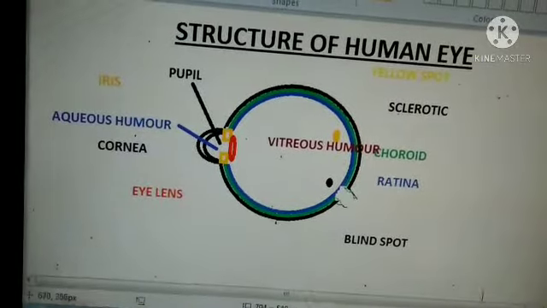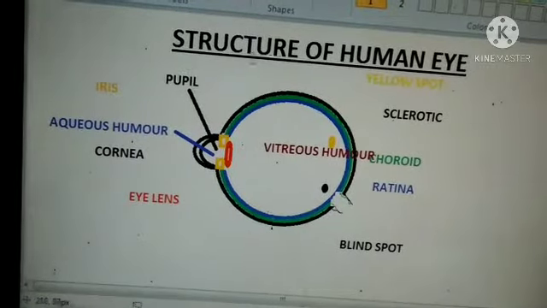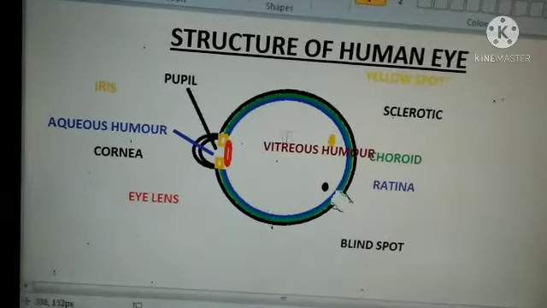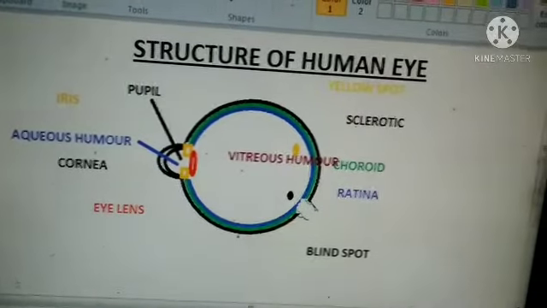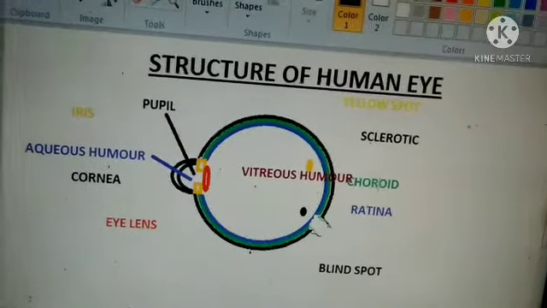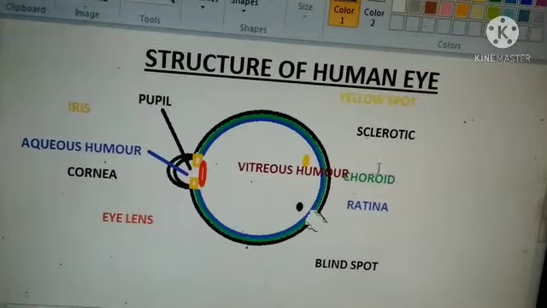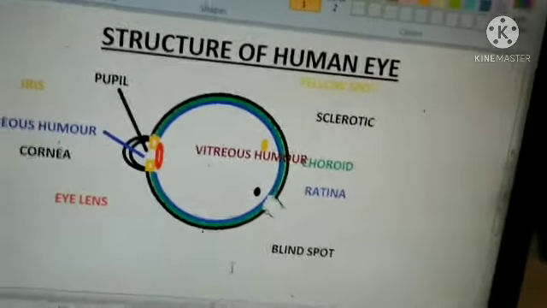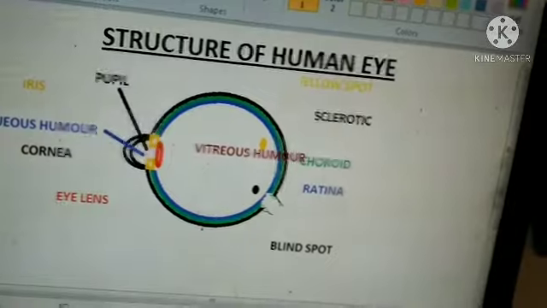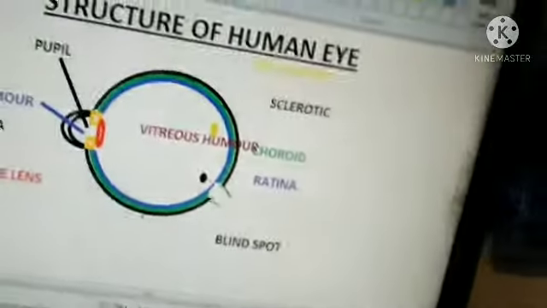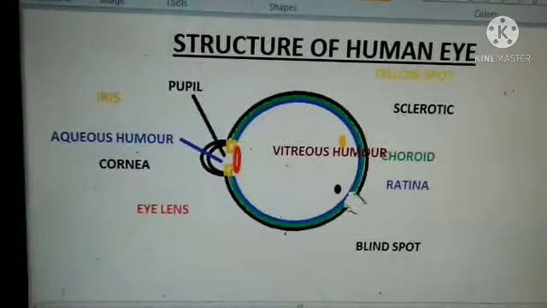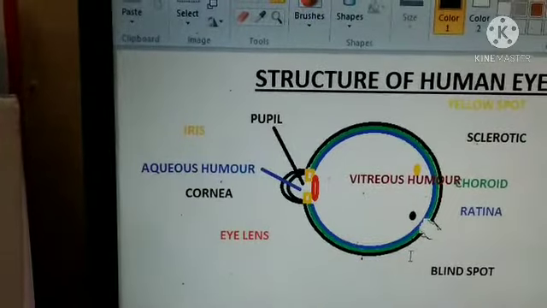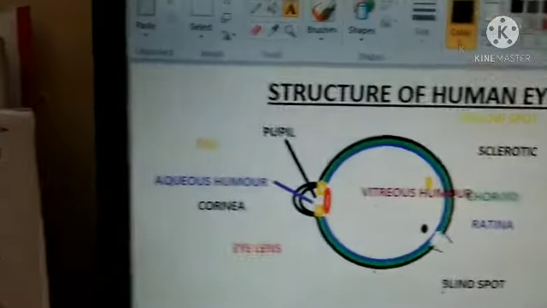Now starting with the sclerotic, the outermost layer of the eye, it protects the inside parts of the eye and also helps in refraction. Second layer, retina. No, sorry, choroid. The choroid is on the inside of the sclerotic layer. It absorbs the incident rays on the eye and stops internal reflection. Next is the retina.